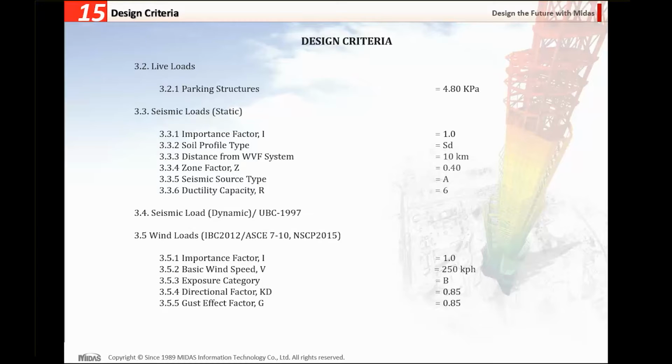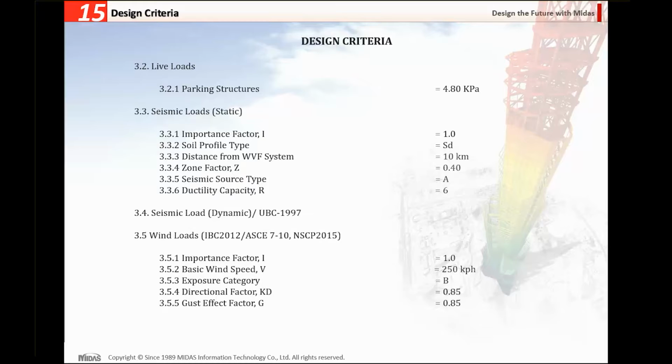The seismic loads, or the static seismic load, importance factor is 1. Soil profile type SD and the distance from West Valley Fault system at 10 kilometers, zone factor Z at 0.4, and the seismic source type A. And lastly is the ductility capacity R for the special concentric brace frame, which is 6. And the dynamic seismic load, considering UBC 1997 code or the NSCP 2015.